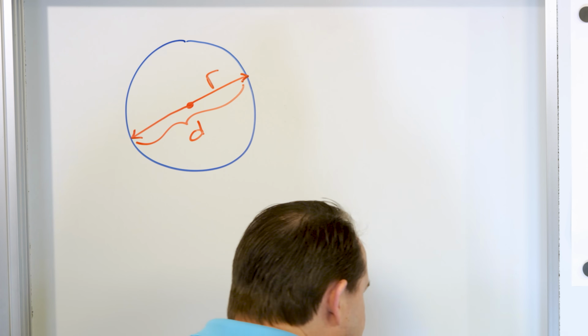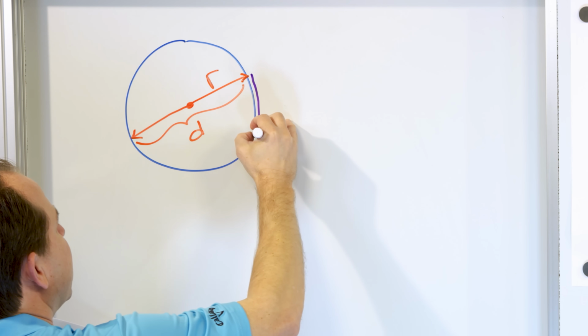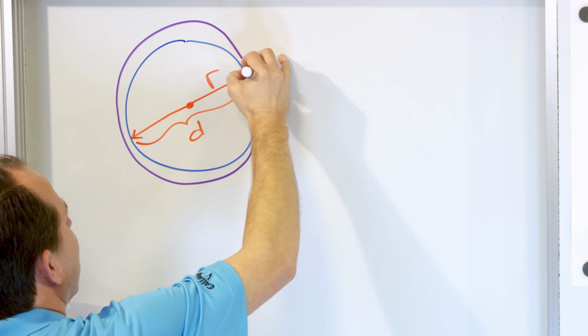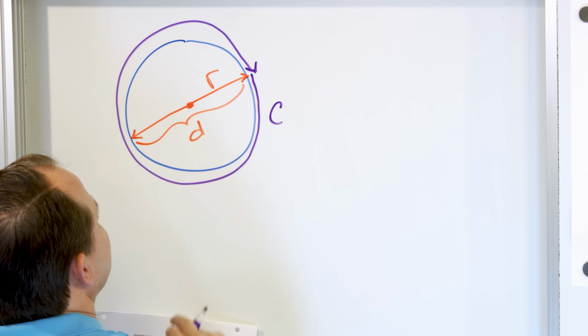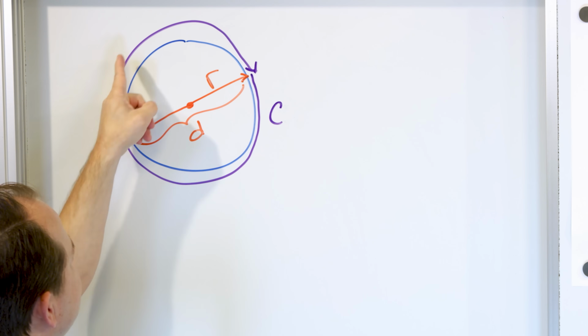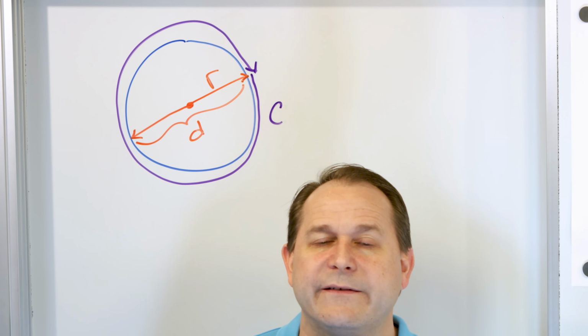And then we can also talk about the distance all the way around. If we were to put a tape measure or a piece of string and measure all the way around, even though I know this is not a perfect figure, the physical distance all the way around is called the circumference c. So what we want to do is be able to calculate the perimeter, the distance all the way around, the circumference c, if you know what the radius or the diameter is.